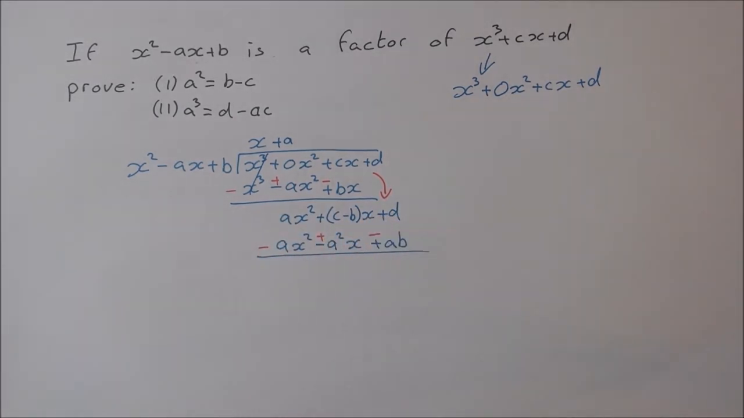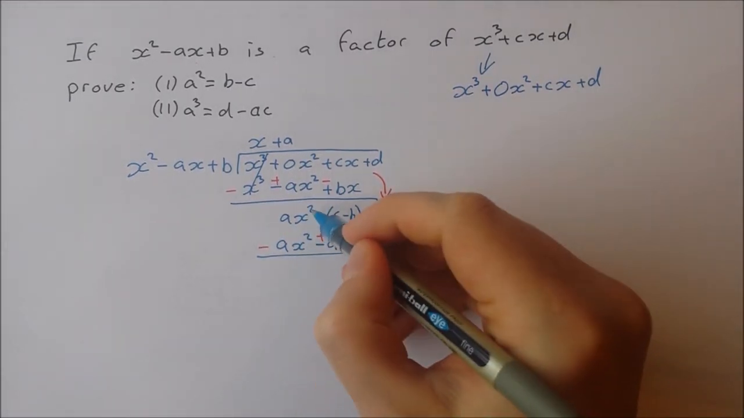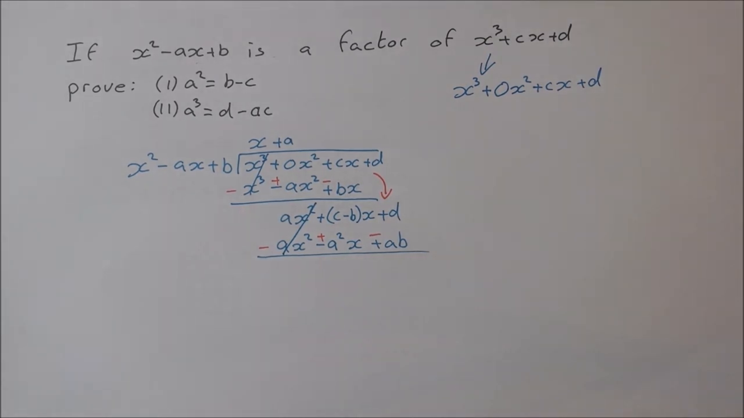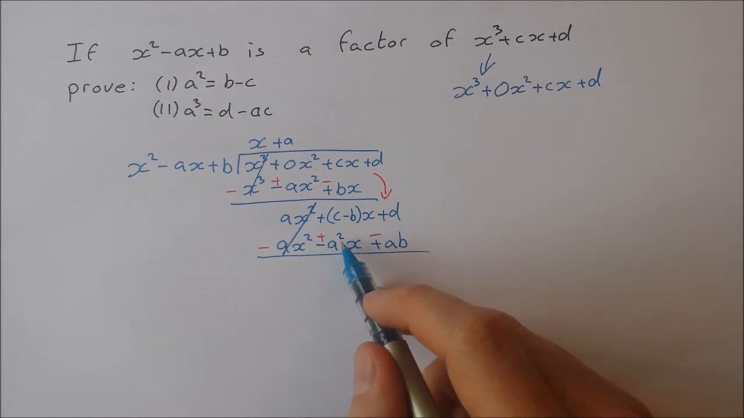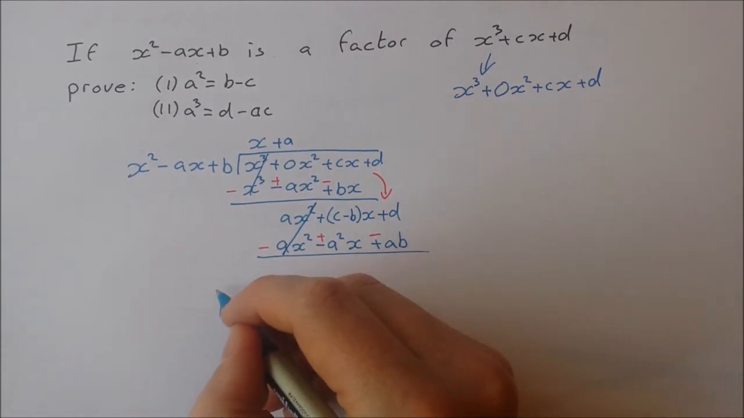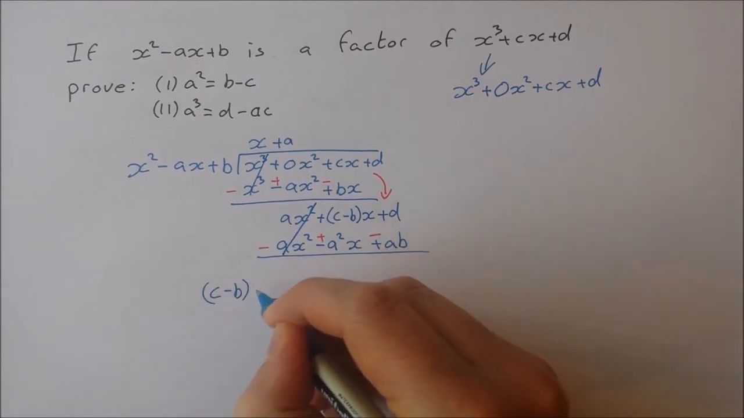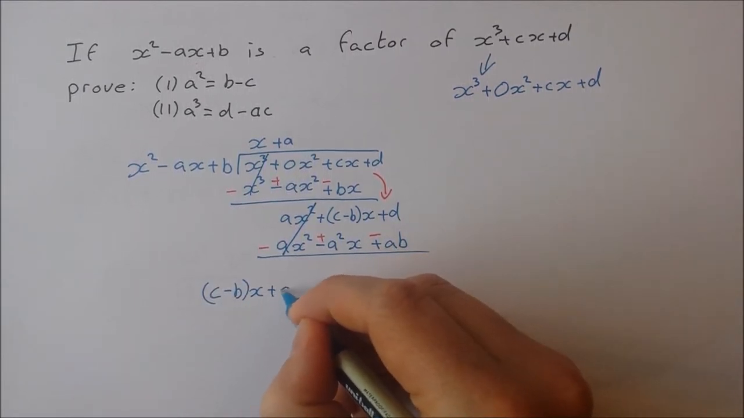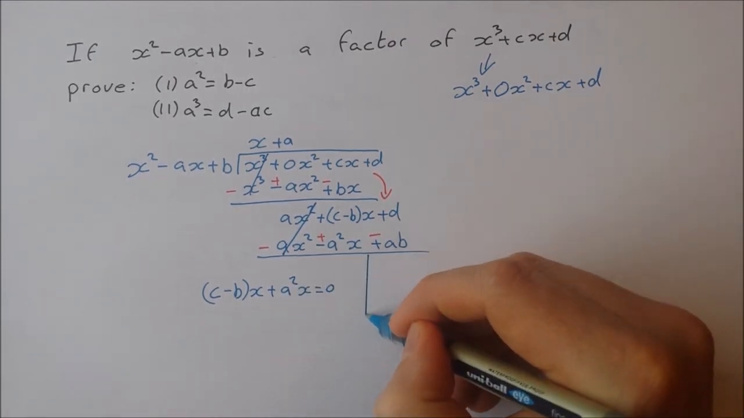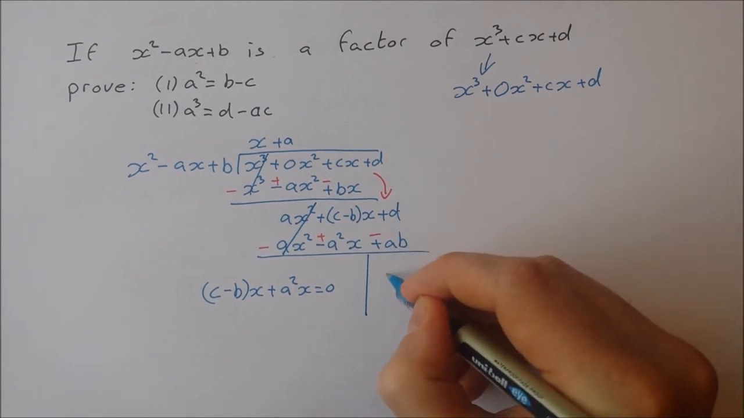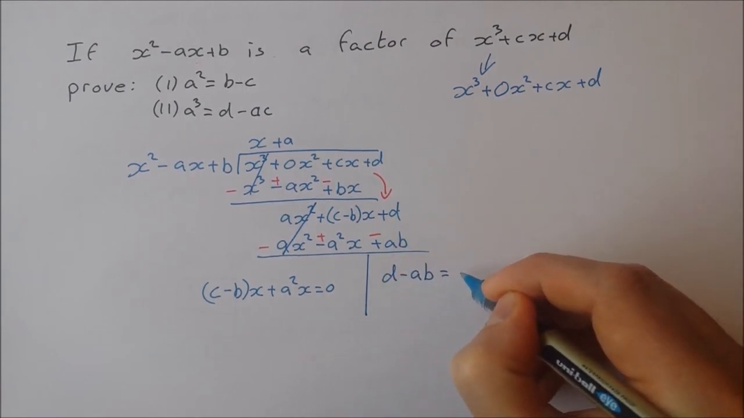And when I subtract them, I know that the answer that I get should be equal to 0. So ax squared minus ax squared, that is already equal to 0. Now, the other two parts is where people tend to have the trouble. What we do is we take them separately. So c minus b times x plus a squared x is equal to 0. Also, d minus ab is equal to 0.